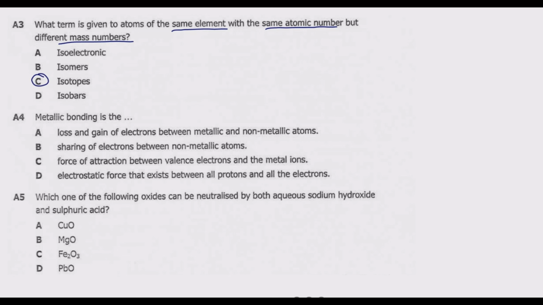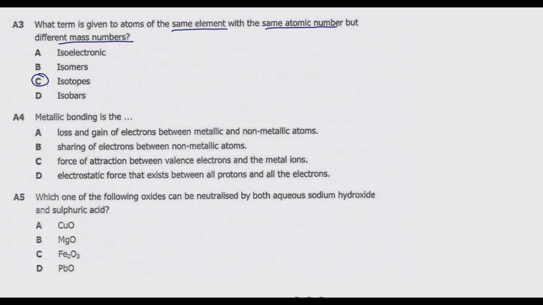Just to look at D, isobars, in case you don't know what isobars are. Isobars are atoms of different elements having different atomic numbers but the same mass number. For example, calcium has a mass number of 40 and atomic number 20. We compare it to argon, which has a mass number of 40 but atomic number of 18. Those are what are known as isobars.